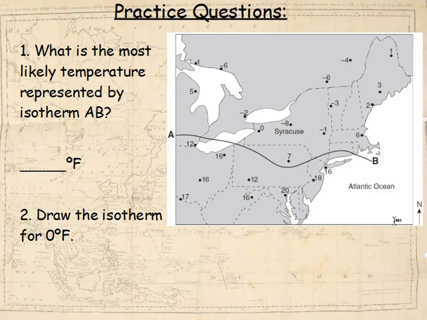Let's go through and see how you did here. So number 1, what is the most likely temperature represented by isotherm AB? You notice right here, this is isotherm AB. The most likely temperature would be 10 degrees Fahrenheit. Let's go through and see why.